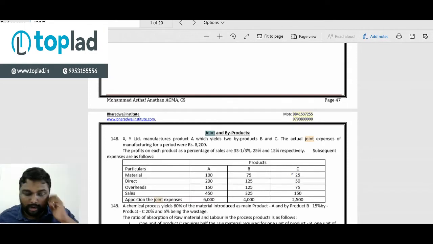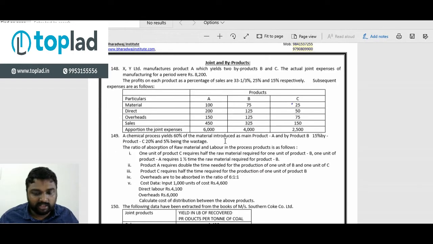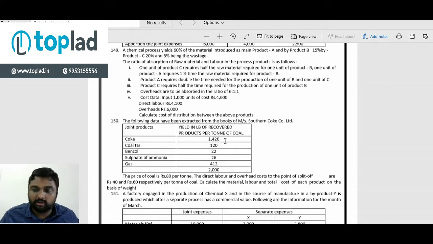Once you have completed it, please take page number 48. Come to page number 48. We'll start. Are you ready? We'll start with question number 148 itself. Or which question will we start with? First we will go with 158.